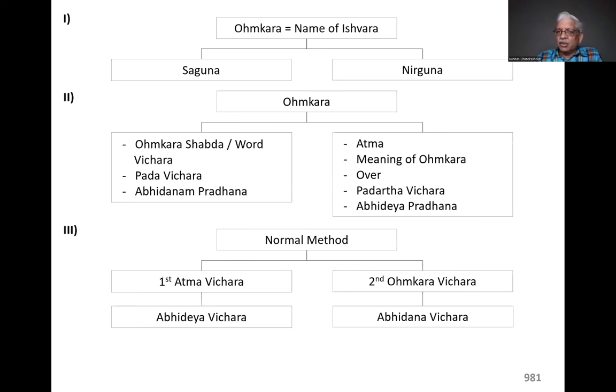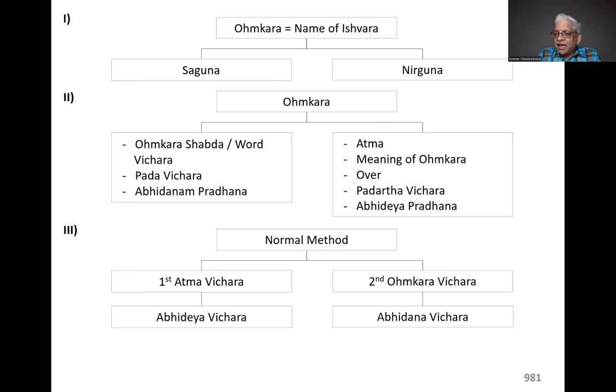And this Omkara can be described as Saguna or Nirguna. Suppose we say it is the sound Om, then it is the Shabda Vichara, sound. If it is the silence, then it becomes the Atma Vichara, which is Amatra.